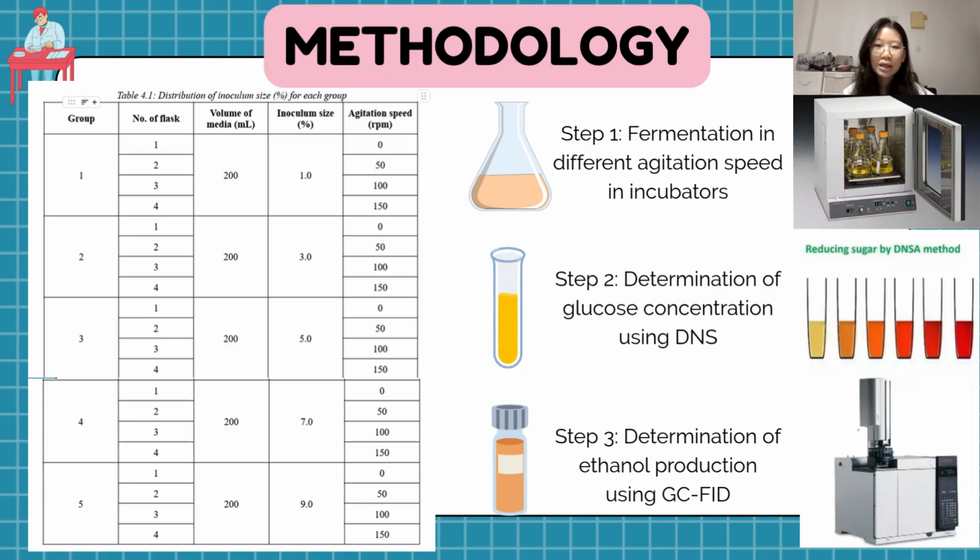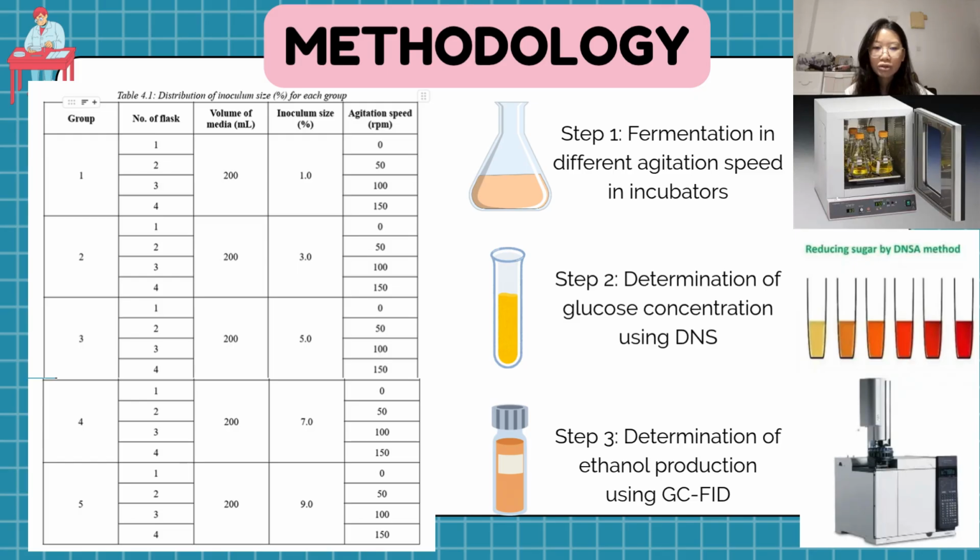After the incubation and fermentation of the inoculum over a period of time, we carried out a glucose concentration test using the DNS method. This method is done by adding 1 ml of our sample and 2 ml of DNS. After that, we boiled it in a water bath for 5 minutes, and we measured the absorbance at 540 nanometers.